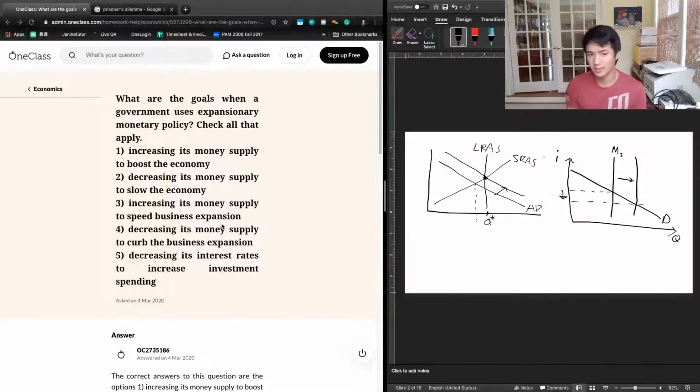3 says increasing its money supply to speed business expansion. Again, the same concept as 1. We know we want to increase the money supply, and we know eventually we want investment spending by businesses to go up. So that's going to be a correct answer as well. 4 says decreasing its money supply to curb business expansion. Again, off the bat, eliminate the answer choice because we're increasing the money supply, not decreasing.